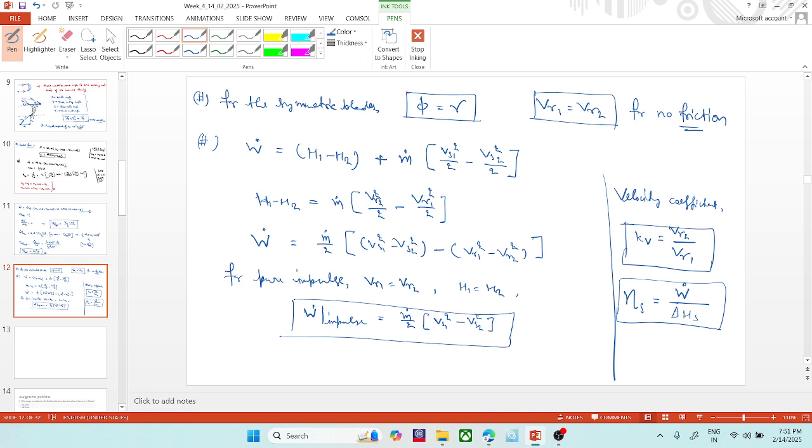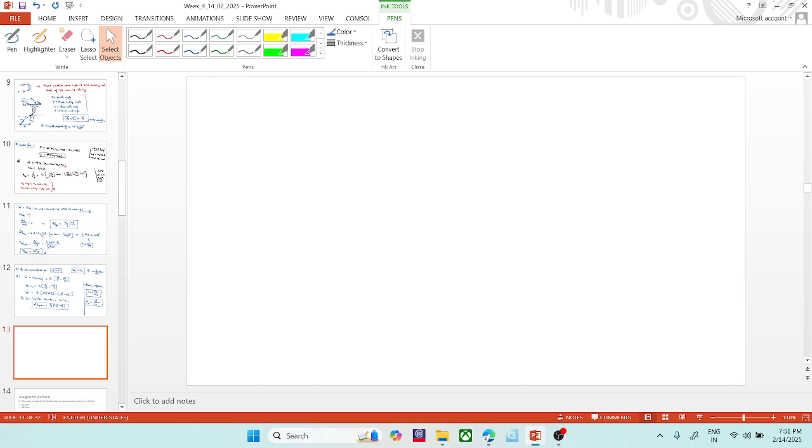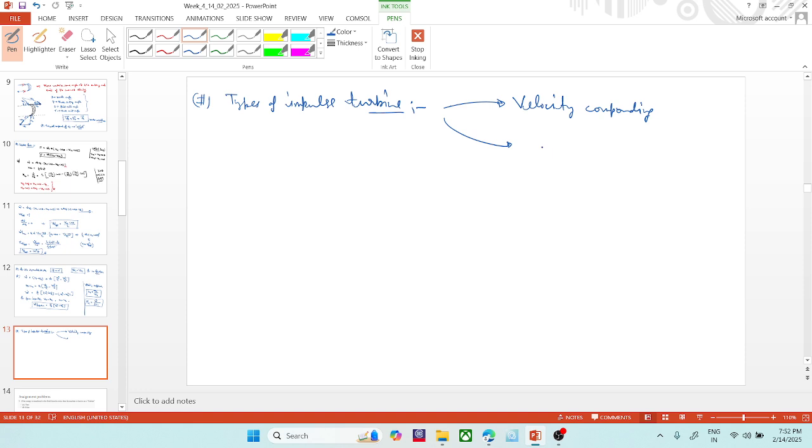Then we have learned about the types of impulse turbine. Where we stage the velocity, this is called velocity compounding, and when we stage the pressure, it is called pressure compounding.